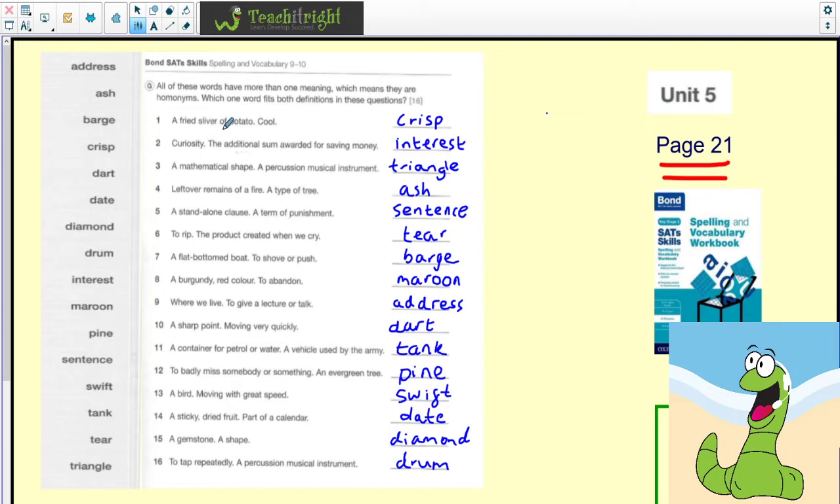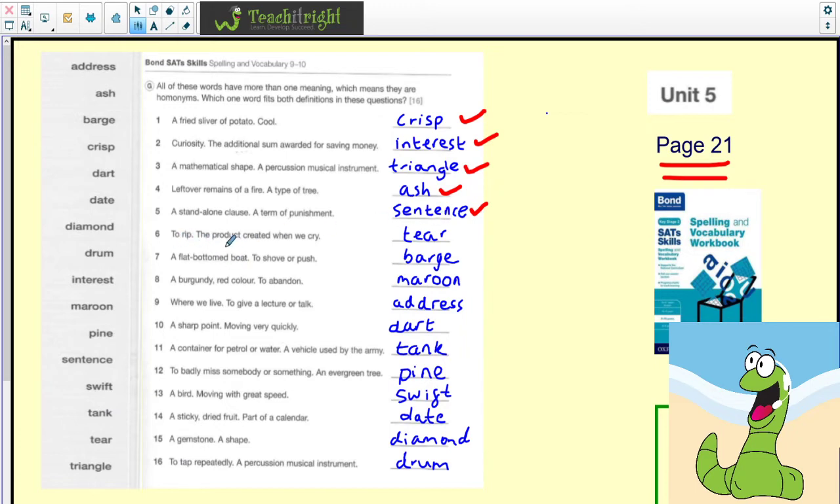A fried sliver of potato, crisp, and it can also mean cool. Curiosity, and the additional sum awarded for saving money, interest. A mathematical shape, a percussion musical instrument, of course the triangle. Leftover remains of a fire, and then a type of tree, an ash tree. You can have ash when you've burnt something. Standalone clause and a term of punishment, a sentence. So if you're sent to jail, you might have a long sentence.